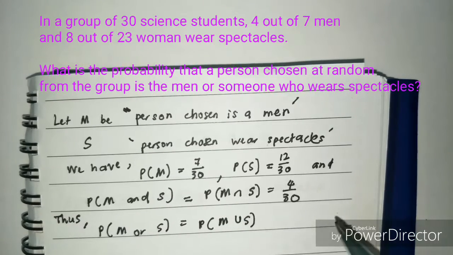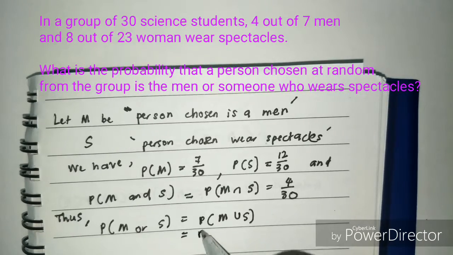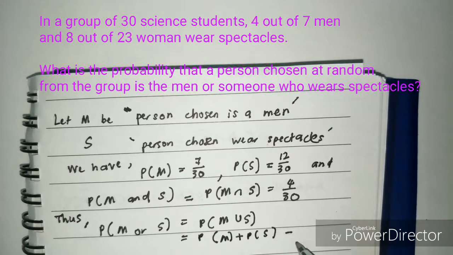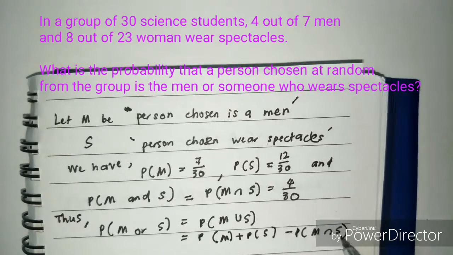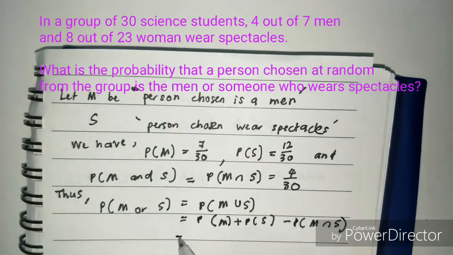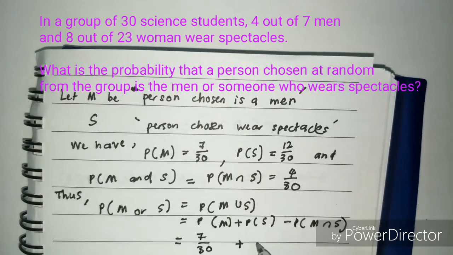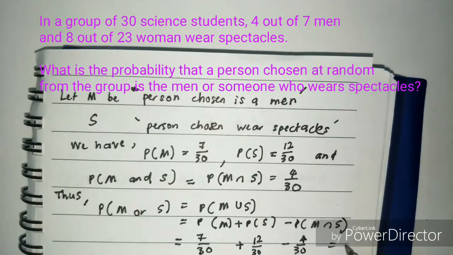Using the additive rule of probability, probability of M union S. Then we expand the formula: probability of M plus probability of S minus probability of the intersection between M and S. Then insert the values, and calculate the answer, which is equal to 0.5.